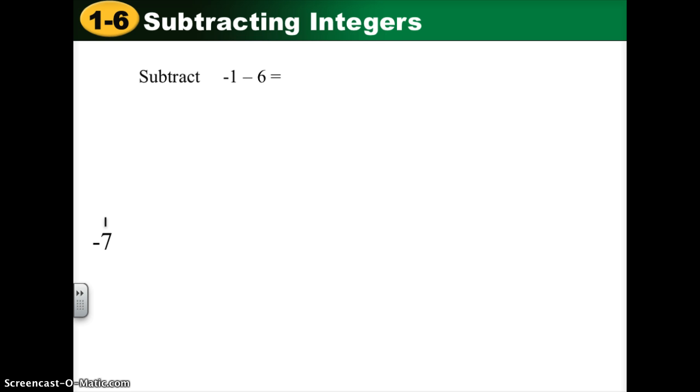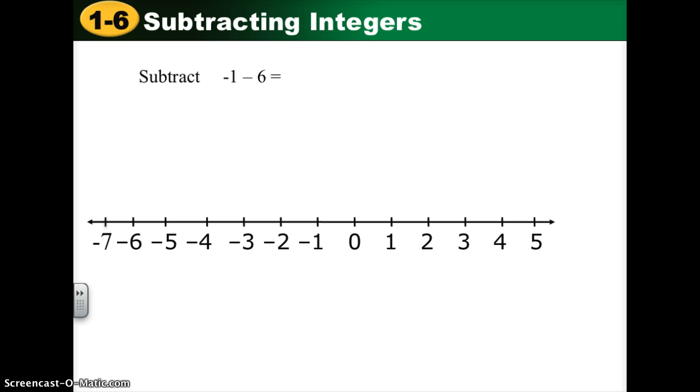So let's try one. Negative 1 minus 6. Looking at the number line, you can see from 0 we go to negative 1. We go left another 6 spots, and we end up at negative 7.